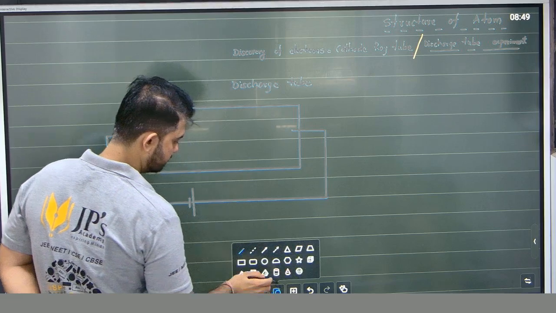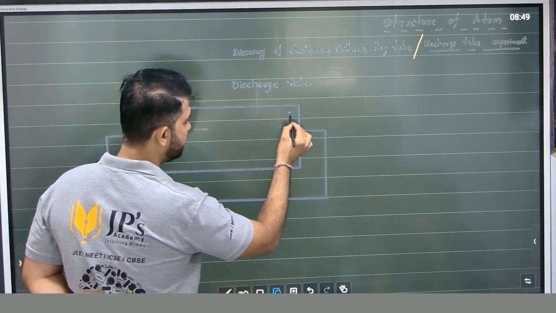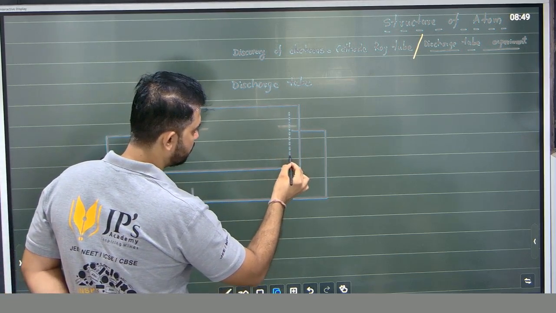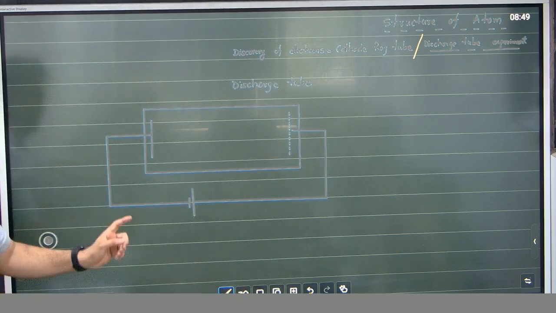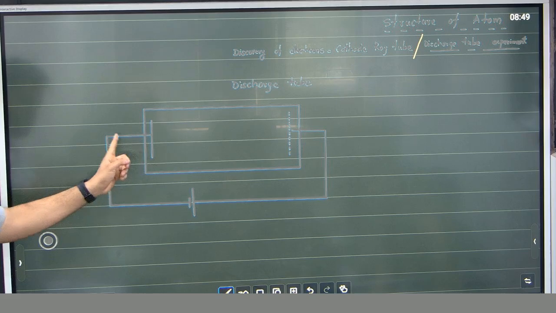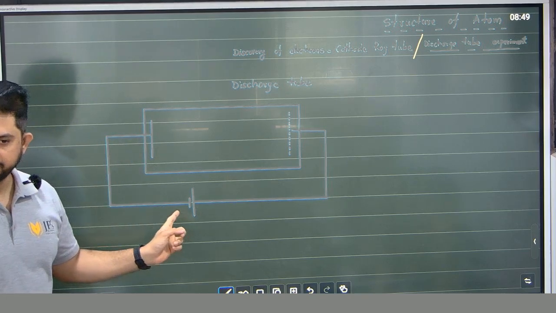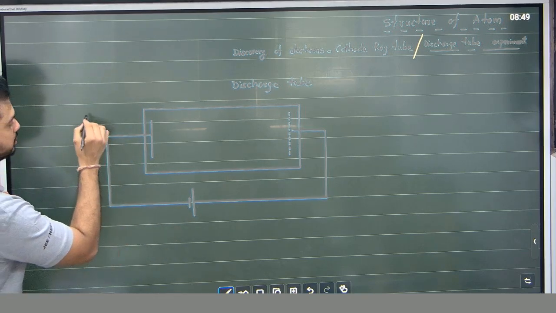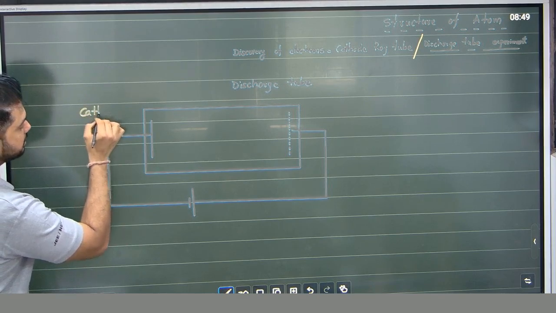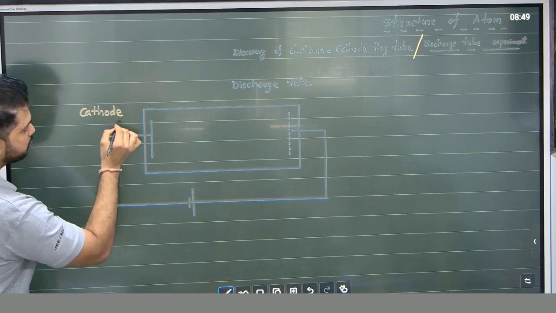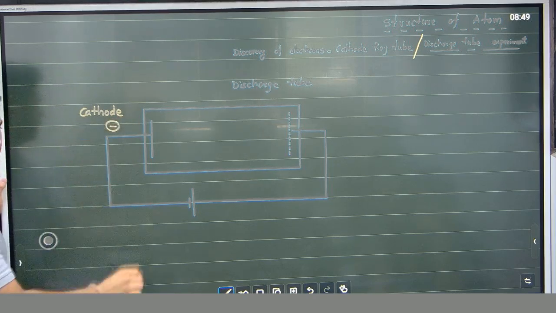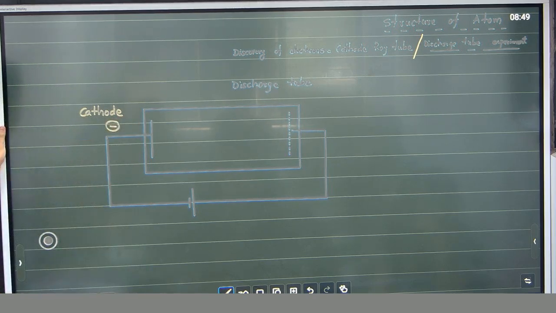I repeat, the electrode is connected to a very high voltage source. Now, if you see this part of the electrode connected to the negative terminal of the battery, this electrode is called the cathode. Where did we connect the cathode, people? The negative terminal of the battery.